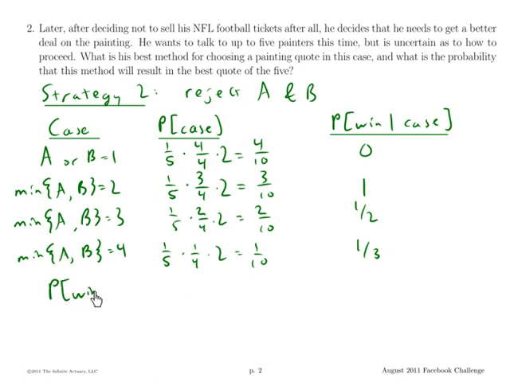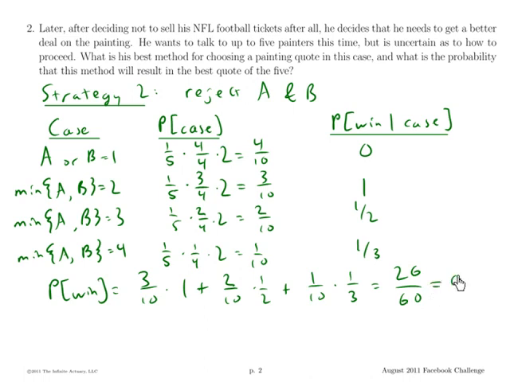So my overall probability that I win, well, it's a 3/10 chance of being in case 2. I'm guaranteed to win in that case. There's a 2/10 chance of being in case 3. There's a 1/2 probability of winning. And then there's a 1/10 chance of being in case 4 with a 1/3 chance of winning. When you add those up, you get 26 out of 60. So I improved over strategy 1 by a fairly negligible amount, only 1 out of 60, but still, I did do a little bit better, so this is going to be my optimal strategy. That works out to be 0.43 repeating.